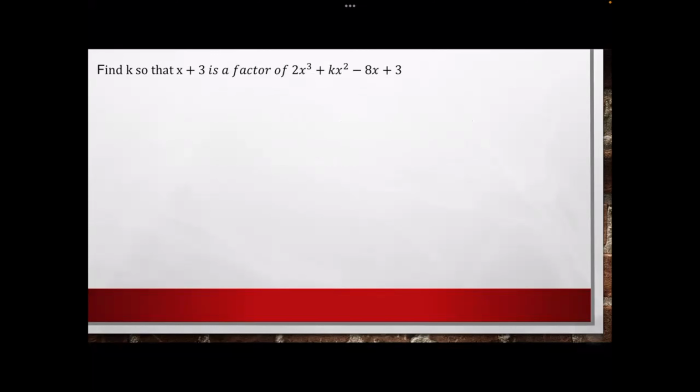So, mag-aral tayo dito na yung x natin dito is equal to negative 3. And p of x is equal to 2x cubed plus kx squared minus 8x plus 3. Then, palitan natin itong p of x natin ng negative 3 is equal to 2 times negative 3 cube plus k times negative 3 squared minus 8 times negative 3 plus 3. And simplify lang natin siya.